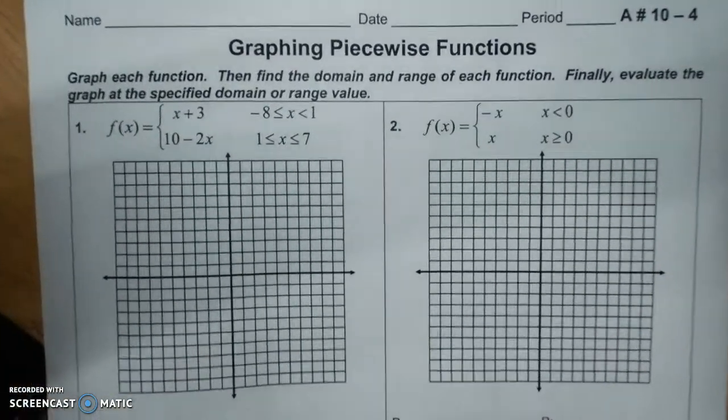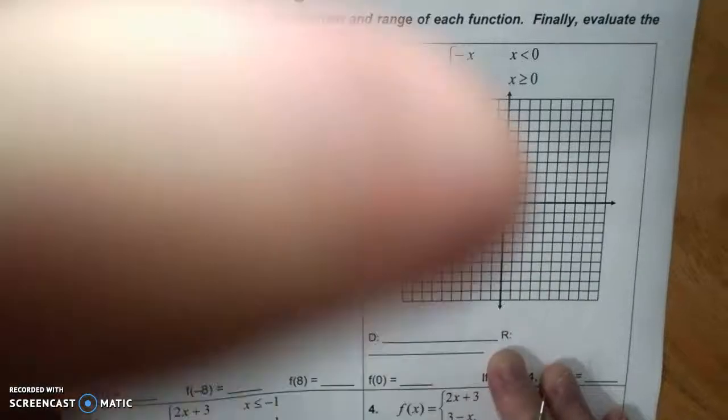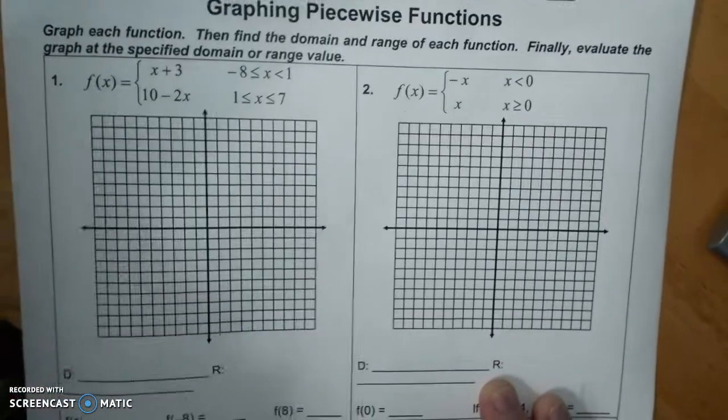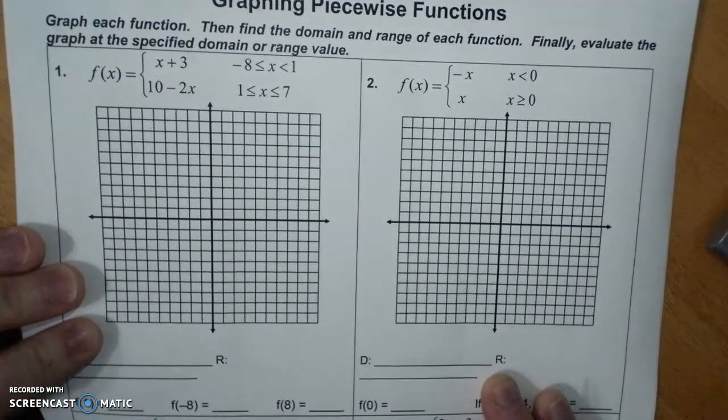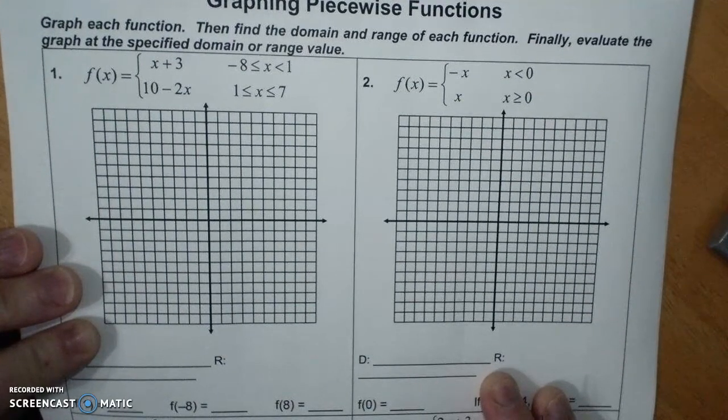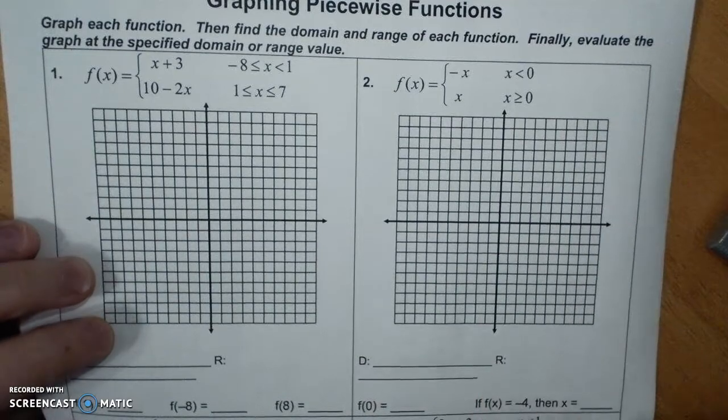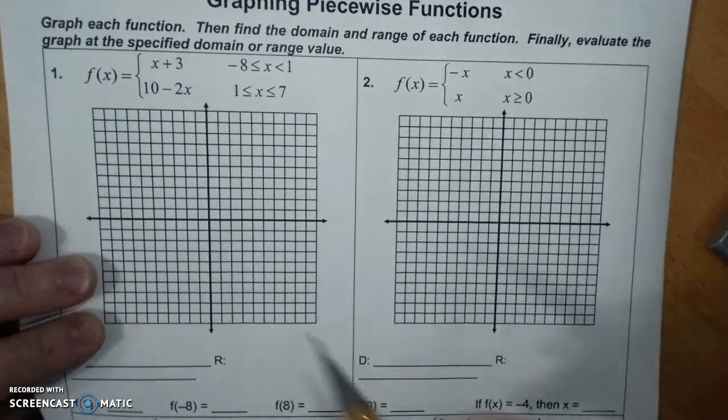I started grading them and I noticed some concepts that were missing, and I'm going to go back through, and this would be the key also. It says graph, and then find the domain and range, and then evaluate the graph at the specified domain and range. I'm going to go through these problems like I would attempt them.